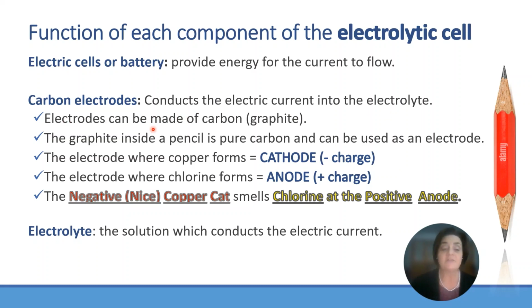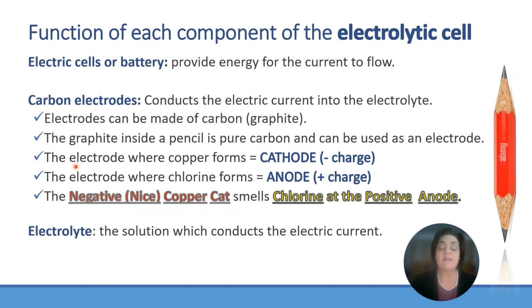Now, electrodes can be made of carbon or graphite. Carbon and graphite is basically the same thing. The graphite inside a pencil is pure carbon and can be used as an electrode. If you sharpen a pencil on both sides, that grey graphite rod inside the pencil is pure carbon, and you can also use that as a carbon rod.